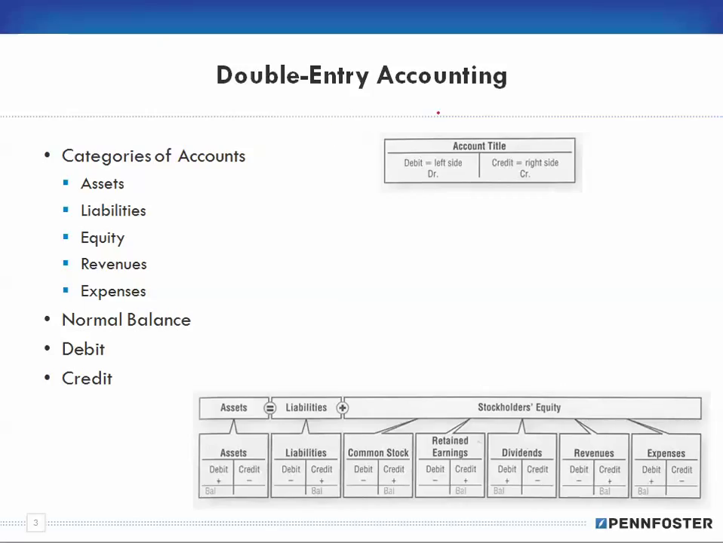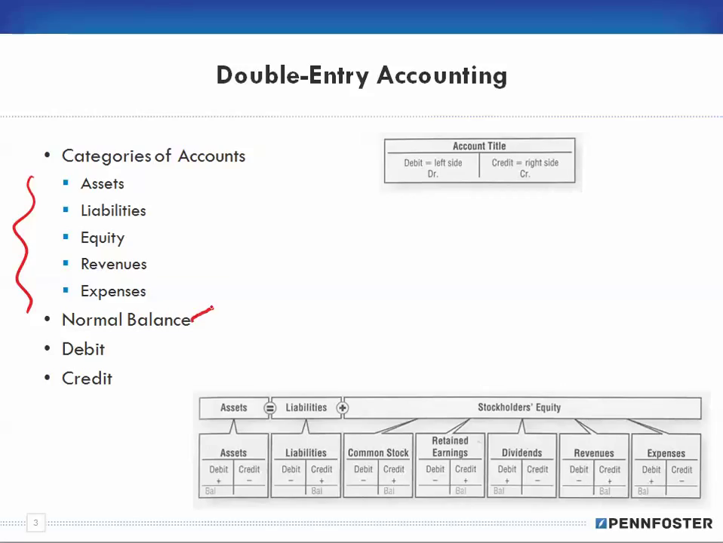We had double entry bookkeeping. Double entry bookkeeping prevents us from being able to cook the books. If there's mistakes, you can't hide them. Eventually they get found out because of the way the system is created. So we have categories of accounts: assets, liabilities, equity, revenues, and expenses.